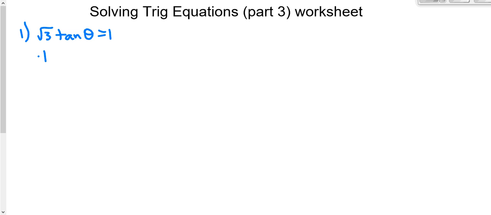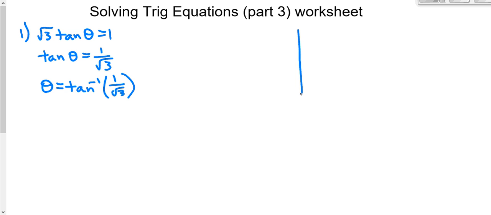First we're going to divide both sides by square root 3, and we have tangent theta equals 1 over square root 3. Don't worry about rationalizing that. It's actually going to be more helpful if we leave it like that. And now we're going to take the inverse tangent of both sides. So theta is the inverse tangent of 1 over square root 3. So that's a positive. Tangent is positive in quadrants 1 and 3.